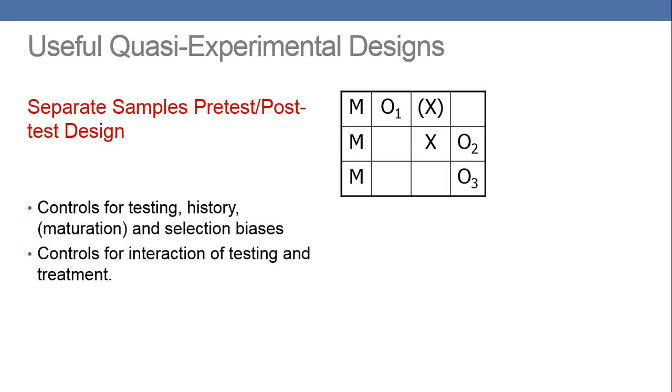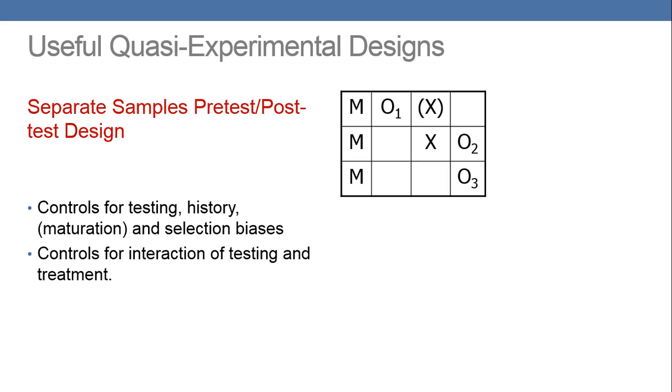A third quasi-experimental design that I think is very useful for clinical settings is the separate samples pre-test, post-test design. This, again, is a design we use a lot, and we don't even really know we use it. We don't think about using it, but we do use it. And the more we think about what's involved with using it, we might be able to make our comparisons a little bit more precisely.